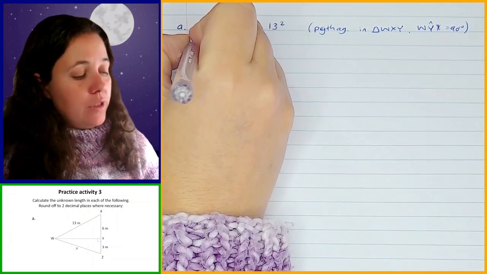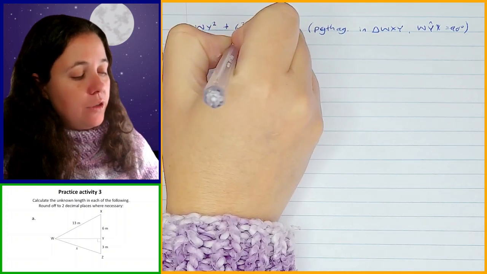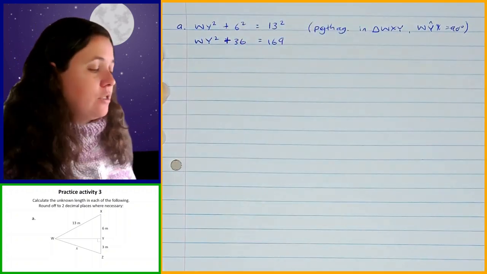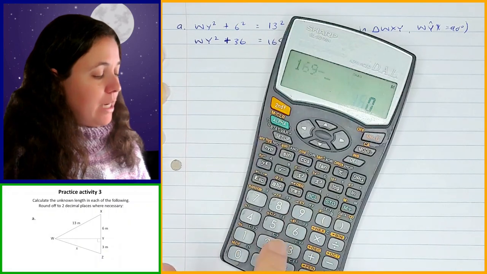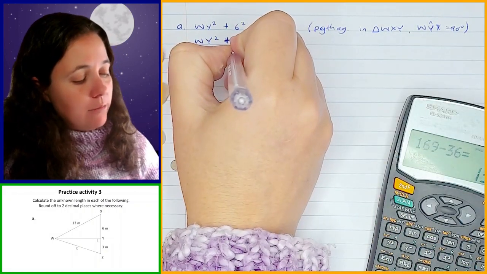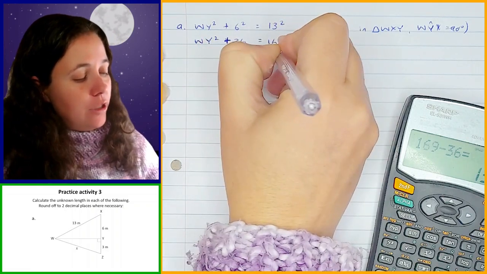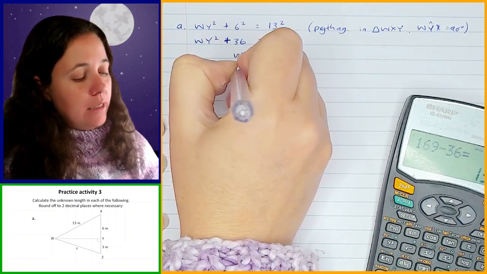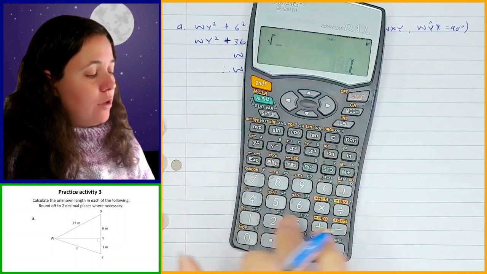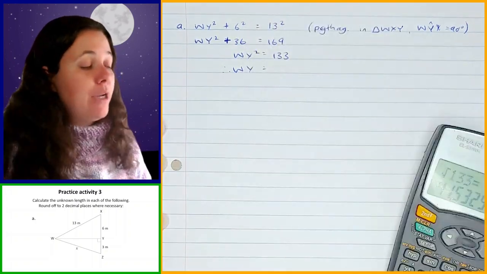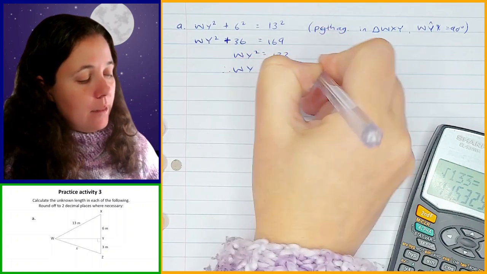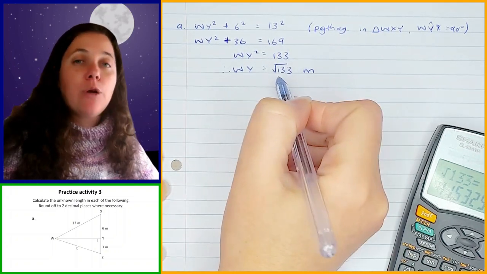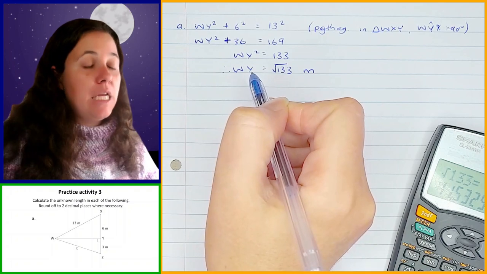Now we're going to go and solve this. We're going to have WY squared plus 36 equals 169. Okay, so first, 169 minus 36 is 133. So when I take this across and subtract it, I end up with 133. Okay, now I need to go and find the square root of that. So therefore, WY is equal to the square root of 133, which doesn't work out nicely. So I'm going to keep it as the square root of 133, and that is meters. Remember, if it doesn't work out nicely, just keep it as the square root, because you cannot round off until the very end of the question.